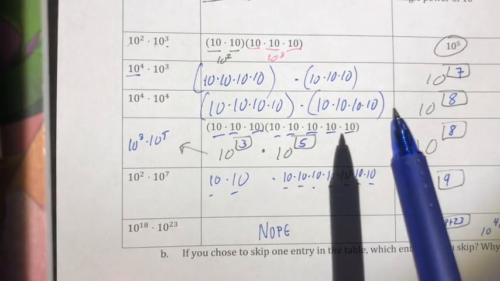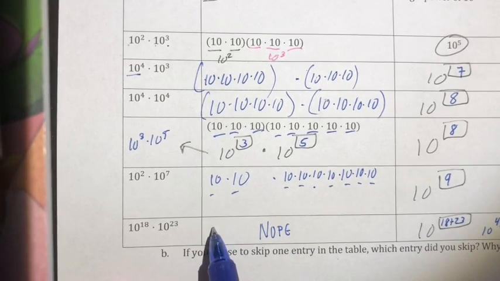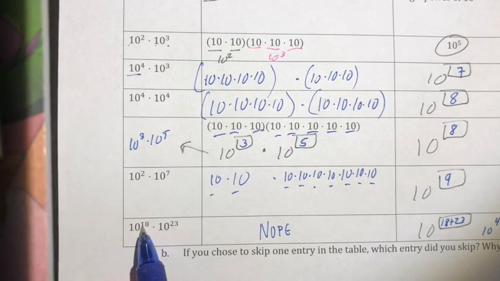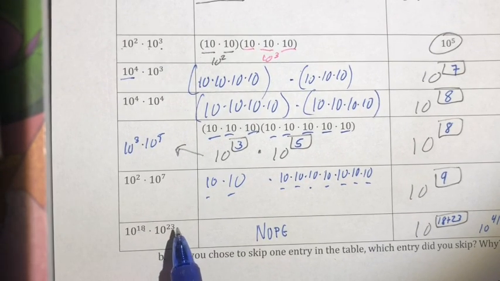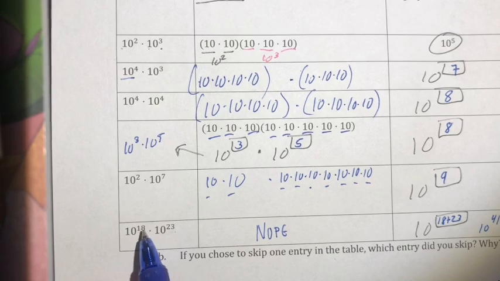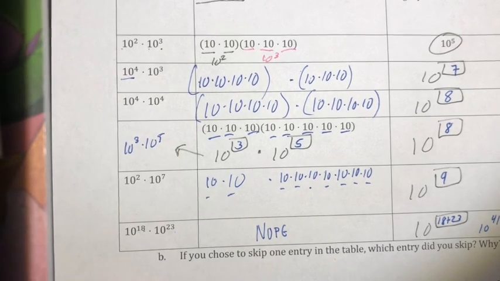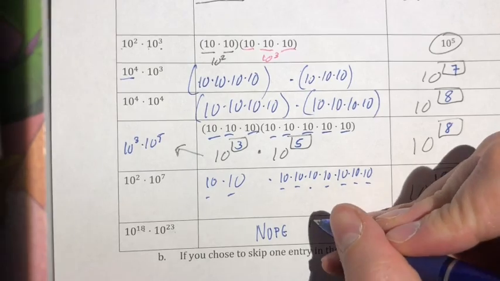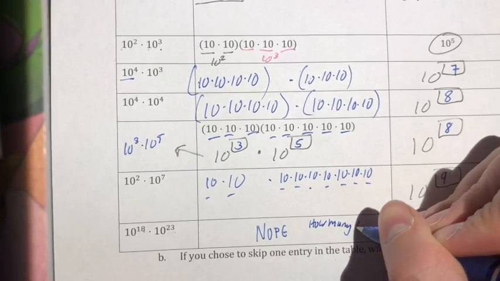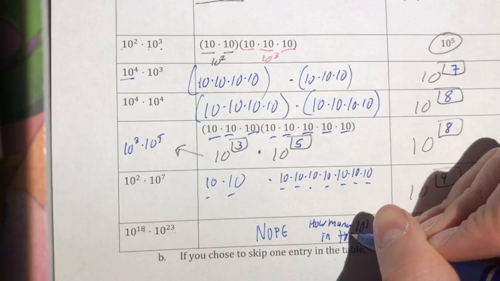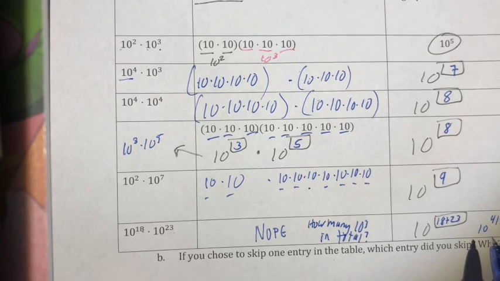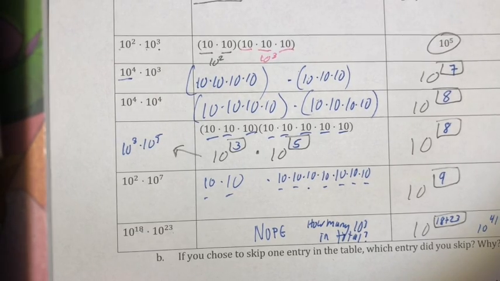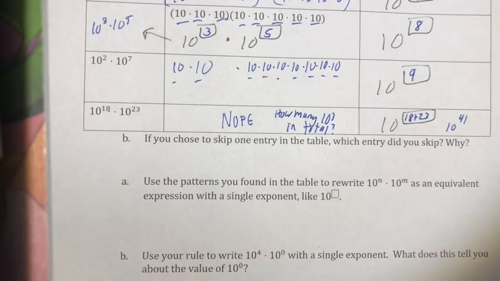And unless you're supreme champion of the classroom, you want to skip this box and want to write out 18 10s and 23 10s. And I can sort of figure out, well, if I wrote out 18 10s and 23 10s, how many total 10s would there be? Well, if you add them together, you would get 41 tens. That would be 10 to the 41st power. Good grief. All right.